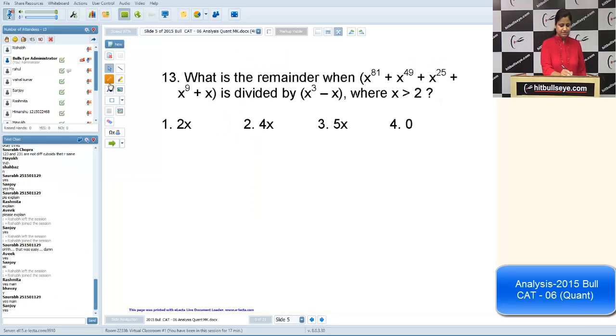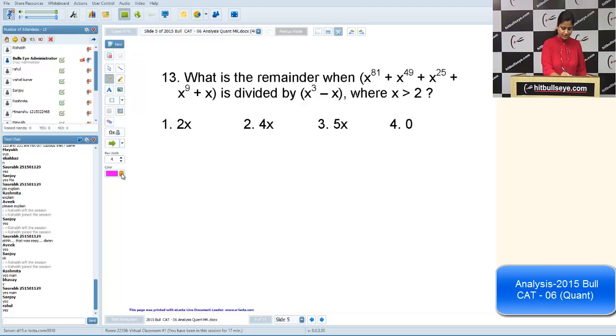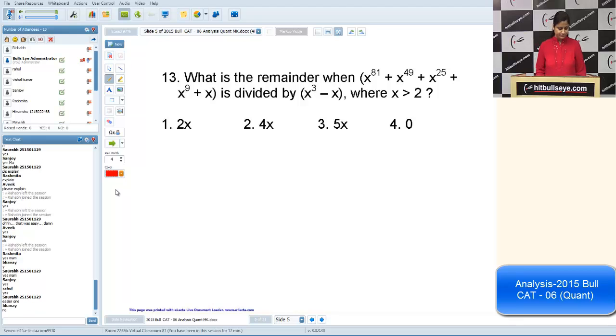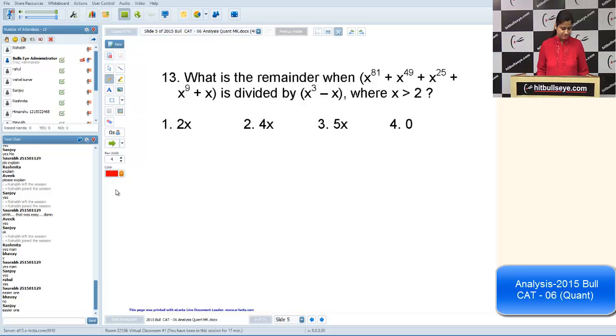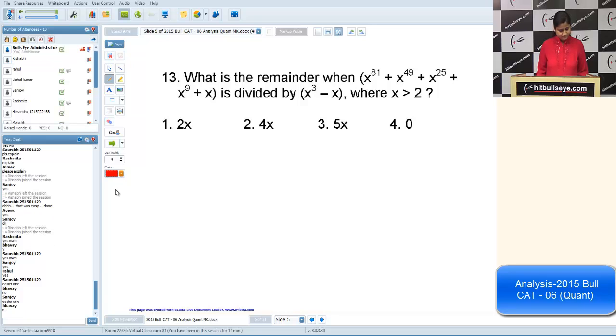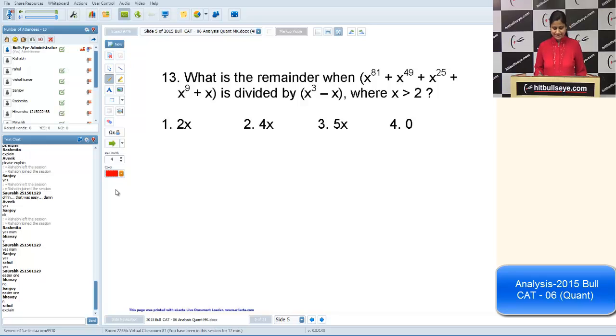Your question number 13. Once again, easy question. I don't know why this question is reported as a difficult question by you. Yes, it was very easy. If you want me to explain this question, question number 13, you can write explain in the chat box. Okay, Rahul, let us see.